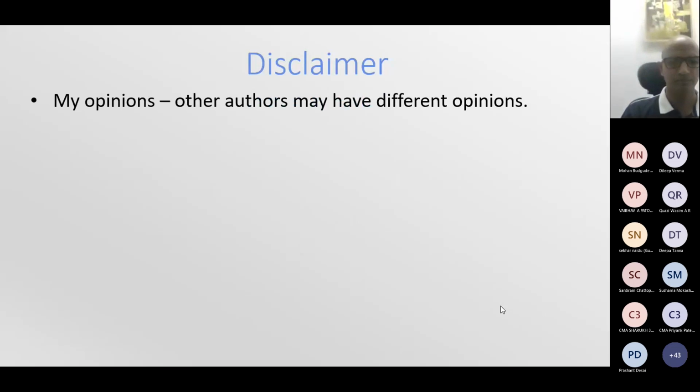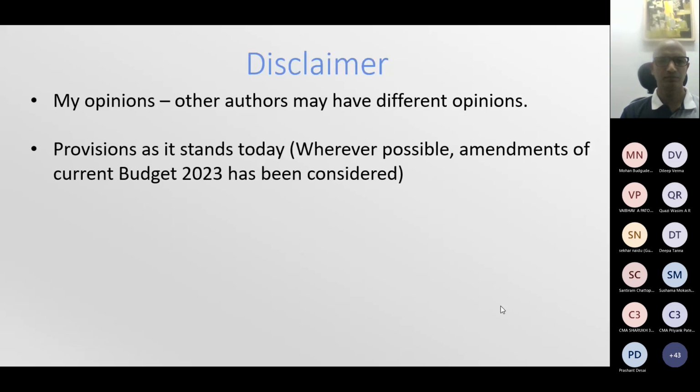Right. So before I start, a few disclaimers. As you all know, if you take any law or any taxation law, there could be several interpretations of that particular law. So whatever I'm going to present today, these are my opinions because each law is subject to interpretation. So other authors may have some different opinions about it.